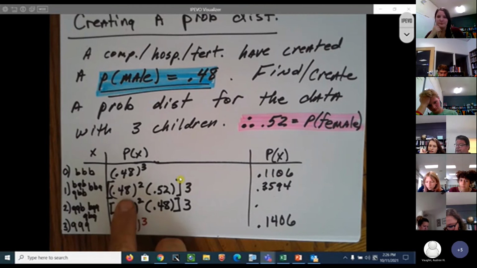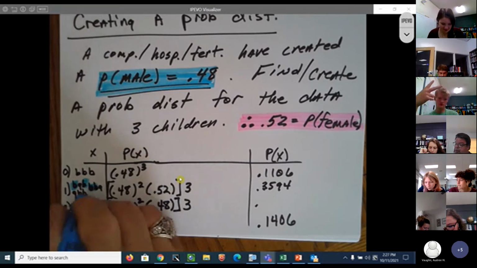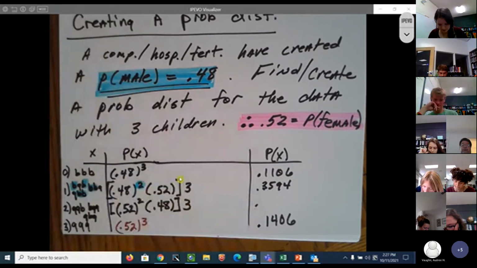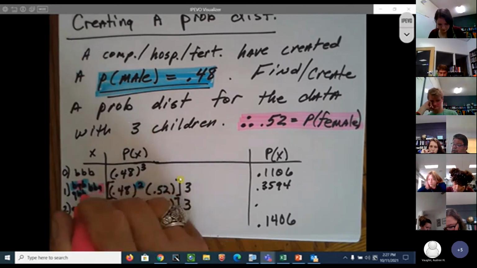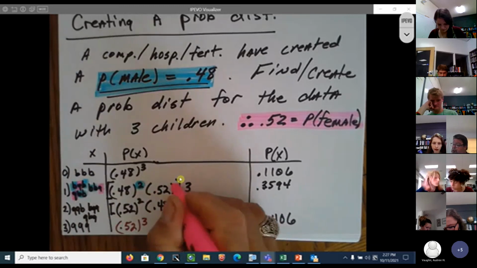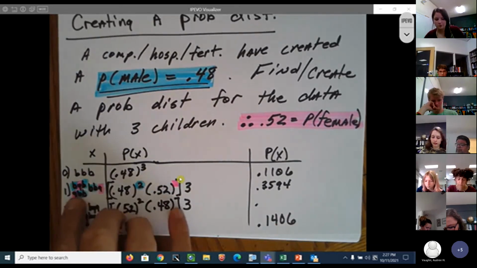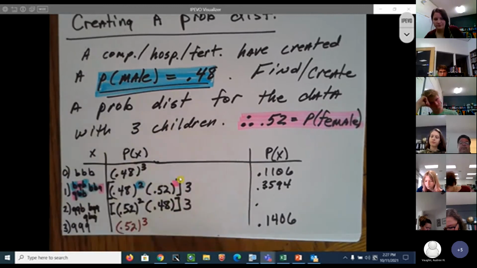And I'll do one for you. Each one of these has how many boys? 2 boys. That's where the 2 comes from. And each one of these has 1 girl. And that's where the 1 comes from. And how many sample spaces are there? There's 3. So that's why you multiply it by 3.